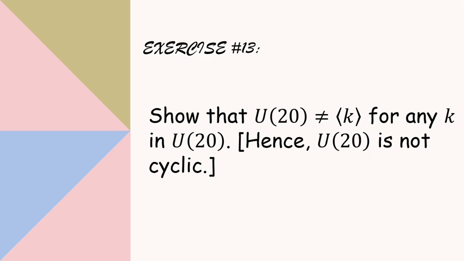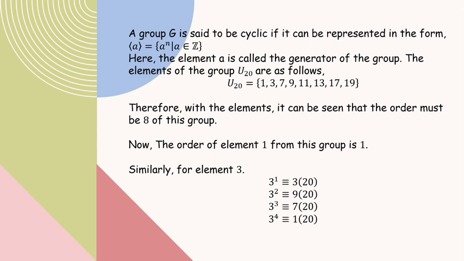Now, let's proceed to exercise number 13. Show that U(20) is not equal to the group generated by k for any k in U(20). Hence, U(20) is not cyclic. A group G is said to be cyclic if it can be represented in the form generated by A equals A^n for n an element of the integers. Here, the element A is called the generator of the group.